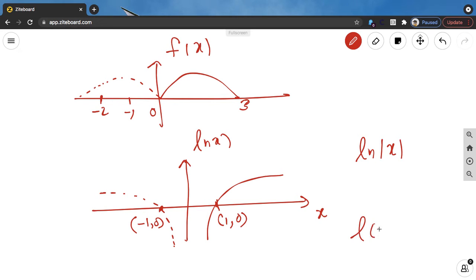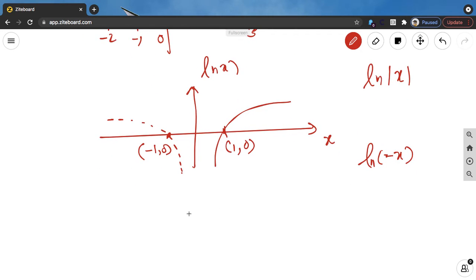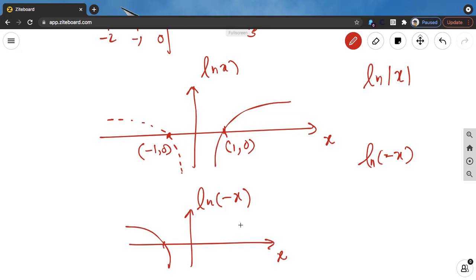What if I had done ln of minus x? Well, then only the right side portion would shift to the left side. This is ln of minus x. I didn't have anything on the left, so there is no question of reflecting the left on the right. Only the right portion gets reflected on the left. Right? So that's the difference between the modulus and the reflection.